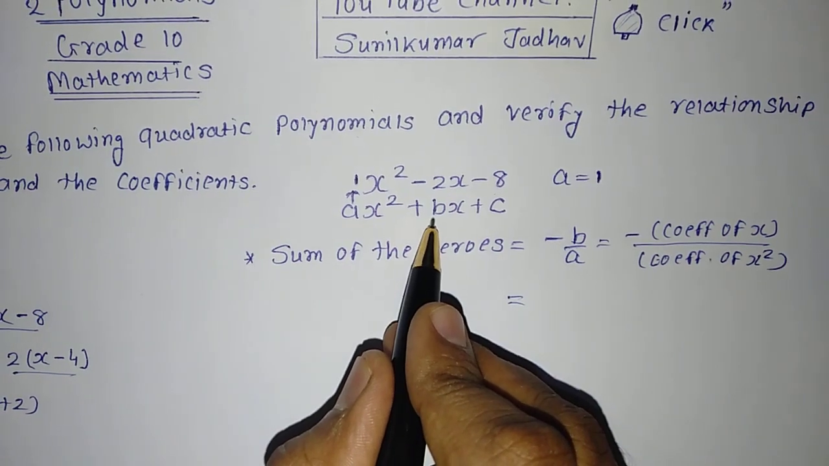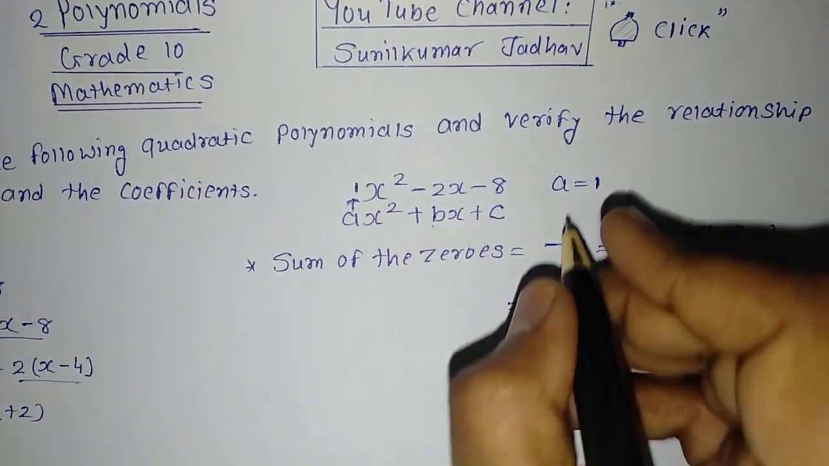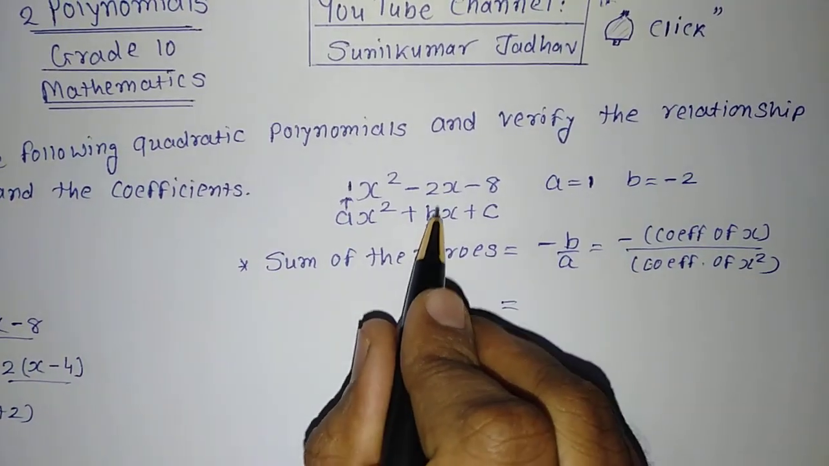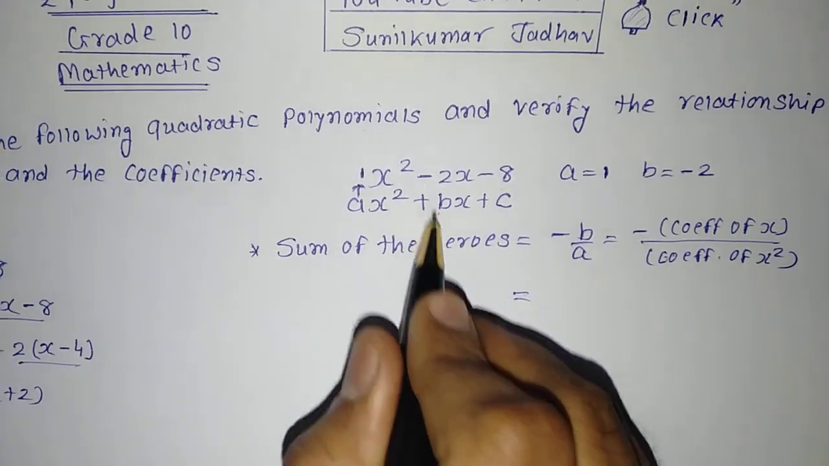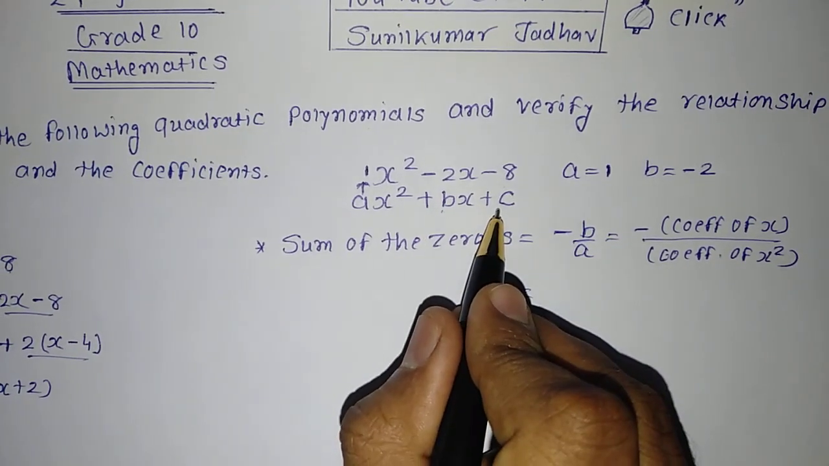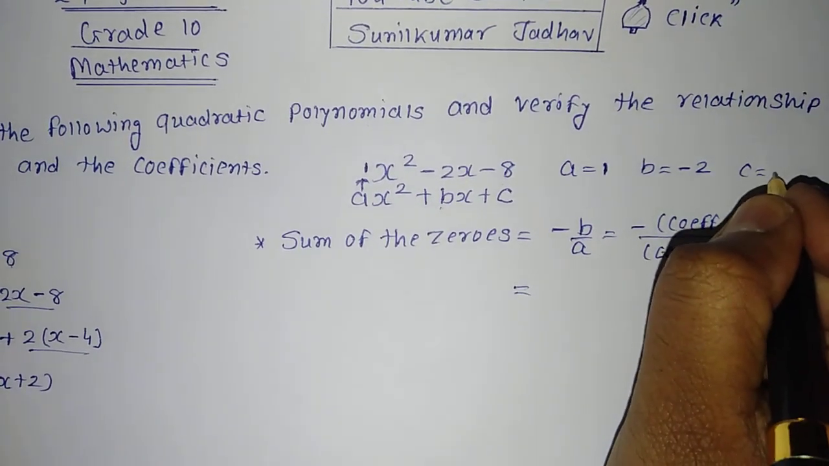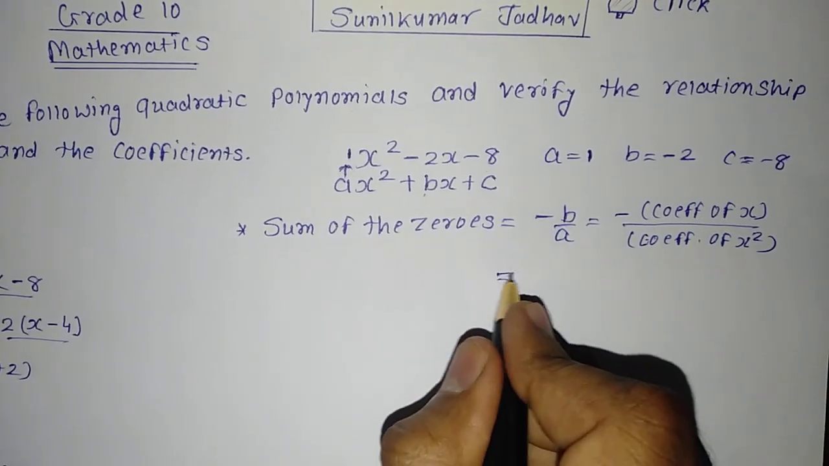Similarly, what is b? It is plus b and here it is minus, so I can write that b is equal to minus 2. You can see b is equal to minus 2, and c is equal to minus 8. c is equal to minus 8. That way I will do it.